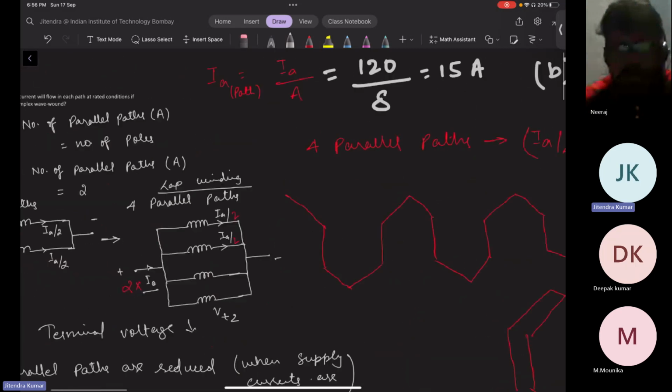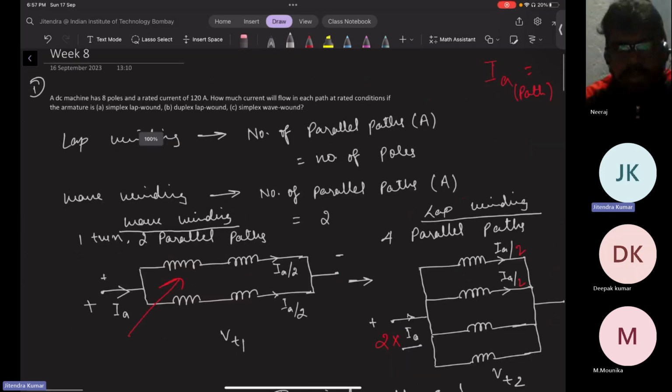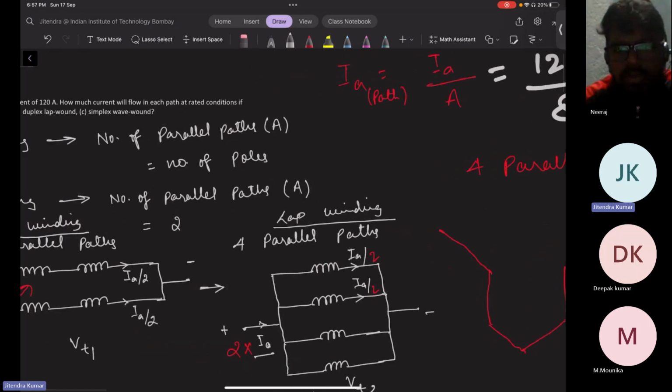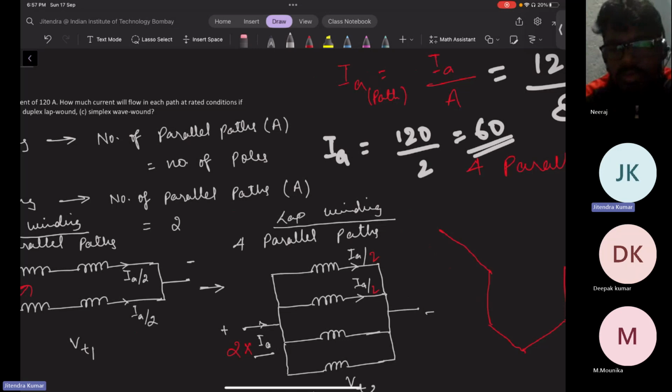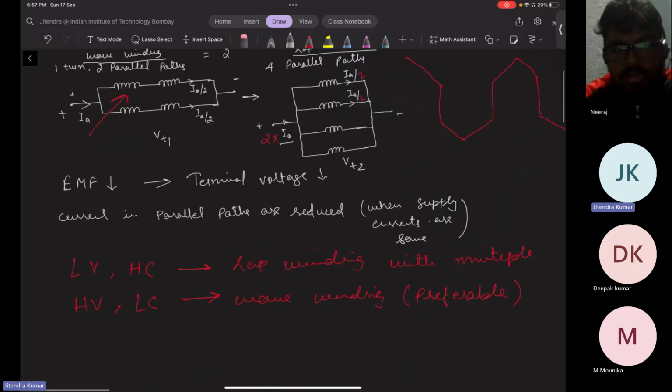Now in C part, B part is clear, right? Yes, sir. Okay. C part is simplex wave wound. How many parallel paths will be here? Two, as we are continuously saying here. So IA will be 120 by 2, so 60. From this, you can see that the current in each path increases according to the winding configuration you have applied in the question. So I hope this question is clear. Let us move ahead with the next problem.